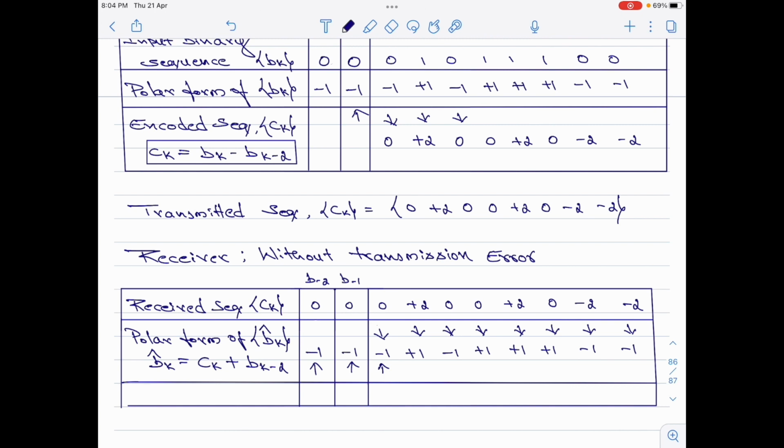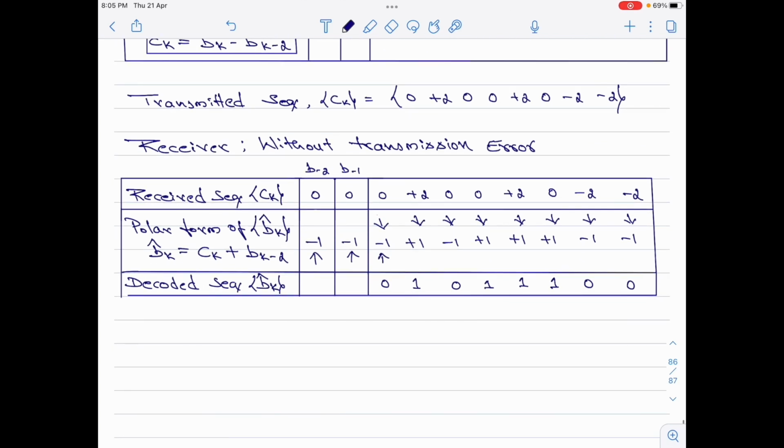Therefore, the decoded sequence is given by, here wherever there is a -1 you put a 0, and wherever there is +1 you put a 1. This is our decoded sequence. Let me write it here.